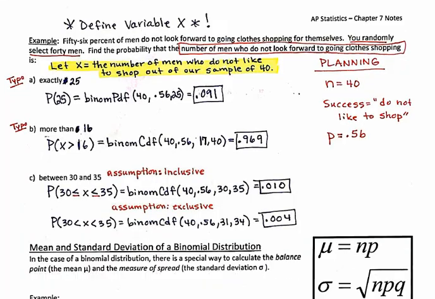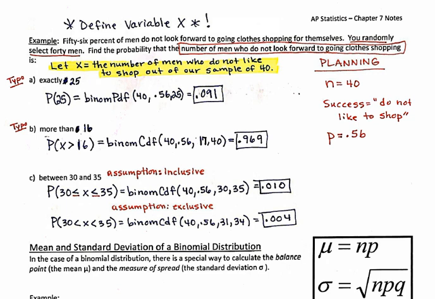All right. So, for example, 56% of men do not look forward to going clothes shopping for themselves. You randomly select 40 men. Find the probability that the number of men who do not look forward to going clothes shopping is exactly 25, more than 16, and between 30 and 35. Now, you notice we got a couple of typos there. You should not be surprised at this point that I have typos in my notes. So if you could fix those to be 25 and 16, that would be great.